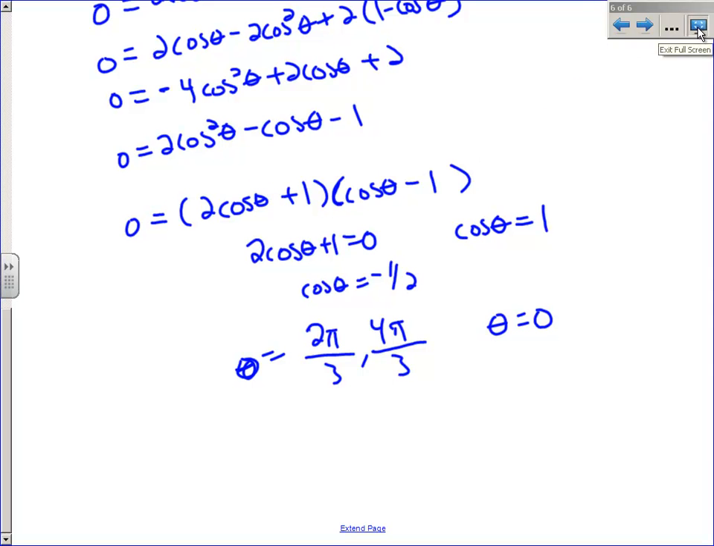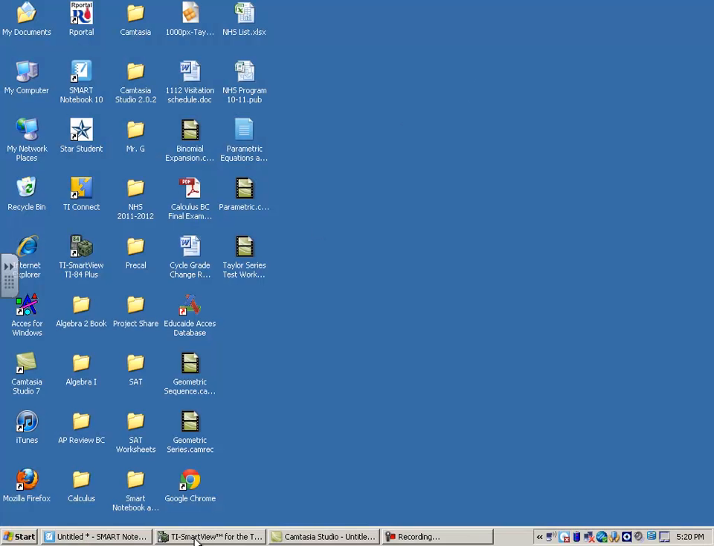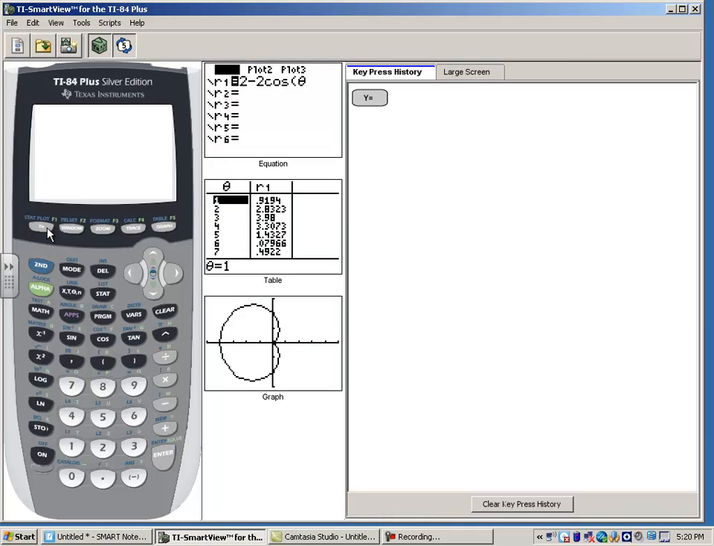So let's go take a look at this. Here's a picture of r equals 2 minus 2 cosine theta. And it's this cool little Pac-Man, little heart-looking thing.